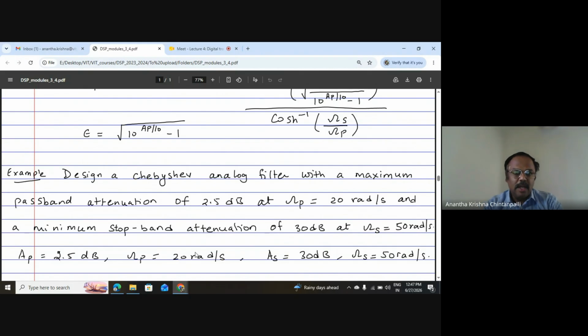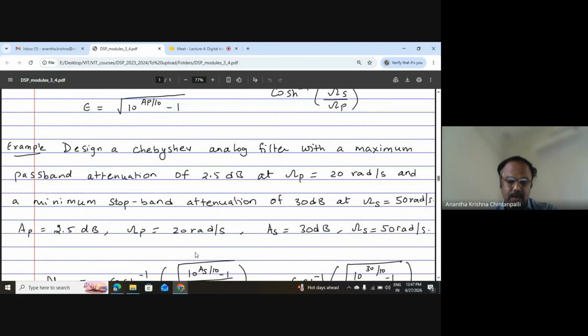Design a Chebyshev analog filter with a maximum passband attenuation of 2.5 dB at omega p equal to 20 radians per second. So your Ap is going to be 2.5 dB. A minimum stop band attenuation of 30 dB at omega s equal to 50 radians per second. So your omega s is 50 and your As is going to be 30. Since it's an analog filter, I have to design H of s. So how do we go about doing that?